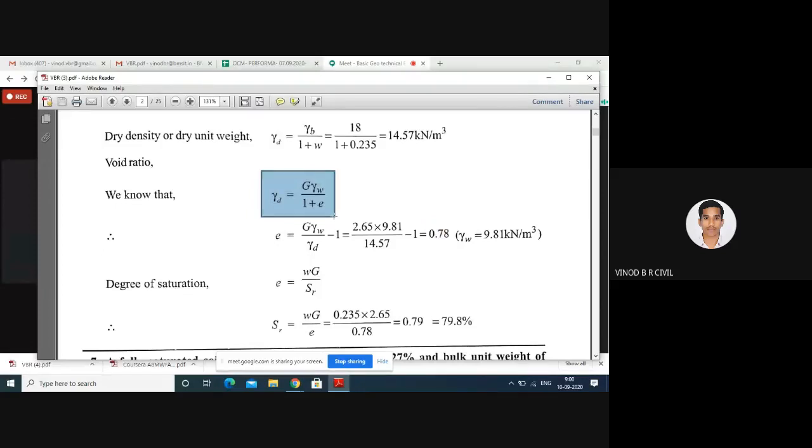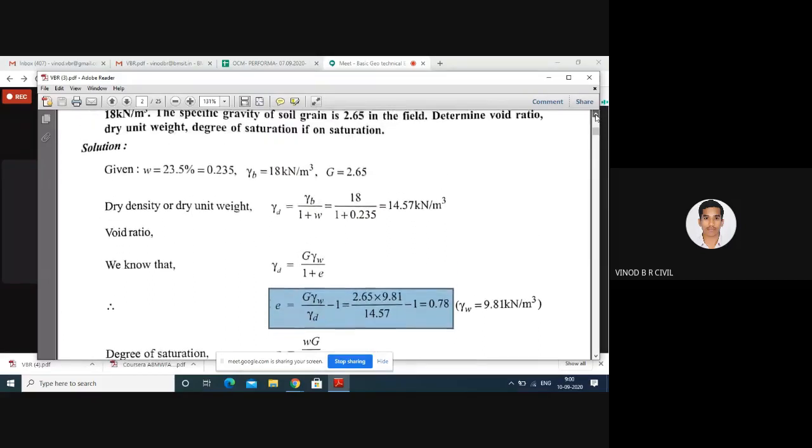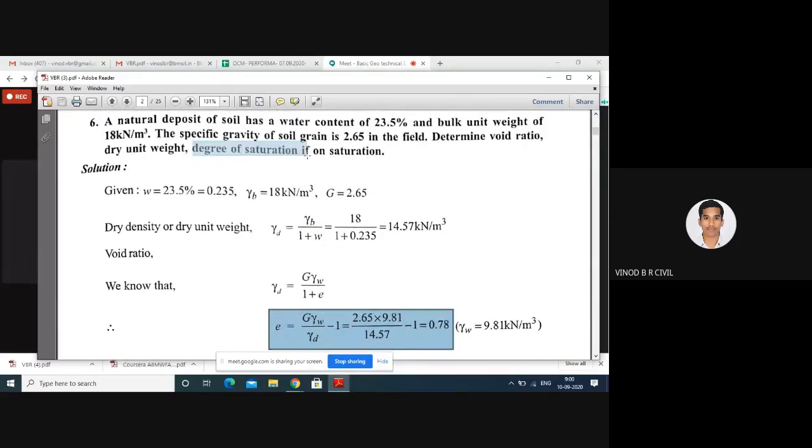There are two mathematical expressions. With the help of the other one we can also calculate the void ratio, but here we can't use it because we don't have the SR value and the e value. With the help of this expression, using the dry unit weight gamma d, we can calculate the void ratio e. Void ratio is over, dry unit weight is calculated, and in the problem they clearly mention you have to calculate the degree of saturation, SR.